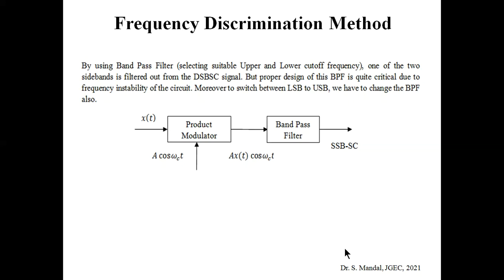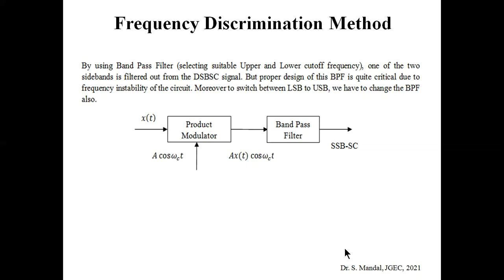Now coming to the frequency discrimination method. In this method, we are using a simple product modulator that will generate the DSBSC signal. The inputs of the product modulator are x(t) and A cos omega_c t, and the output of the product modulator is A x(t) into cos omega_c t. Now this A x(t) cos omega_c t has two sidebands, one is USB, another is LSB. So to separate either the USB or LSB, we need to use a filter.